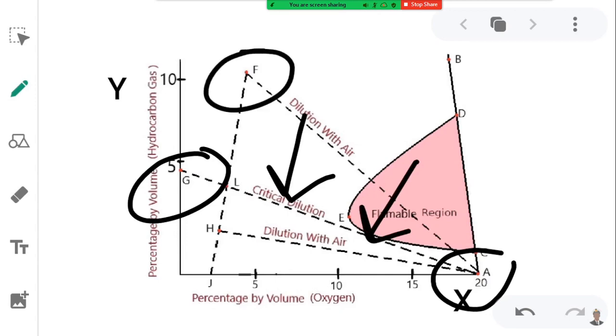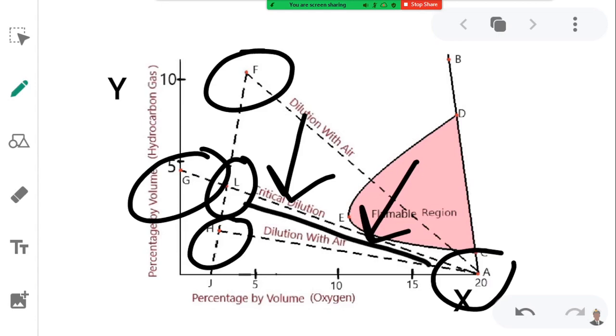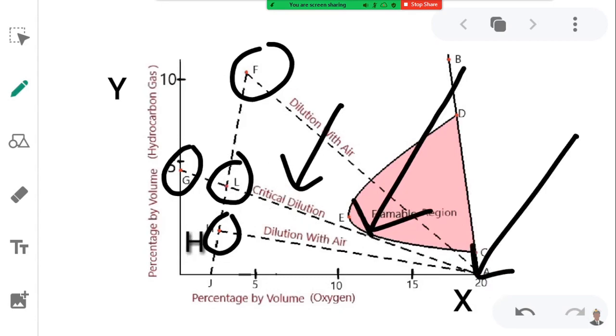If the mixture F would have been purged such that it is less than H, so less than H is L. If it is purged in such a manner, then while dilution with air, it would have passed by just touching the flammable region. So you can see that it will just be touching the flammable region if we dilute with oxygen from the point L. And we can clearly understand that the critical dilution limit is the minimum amount of purging required to ensure that the mixture doesn't fall in the flammable range while diluting with air.